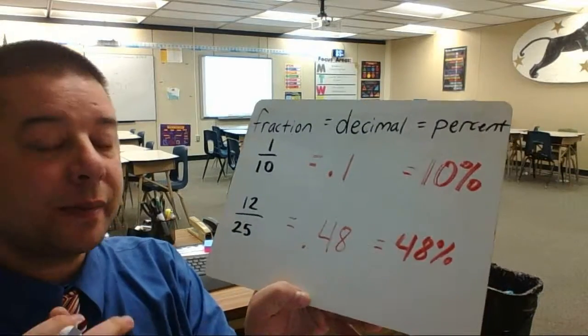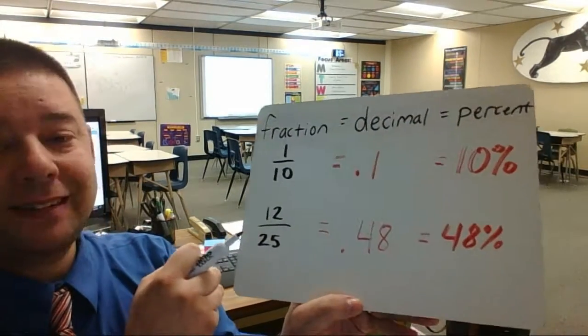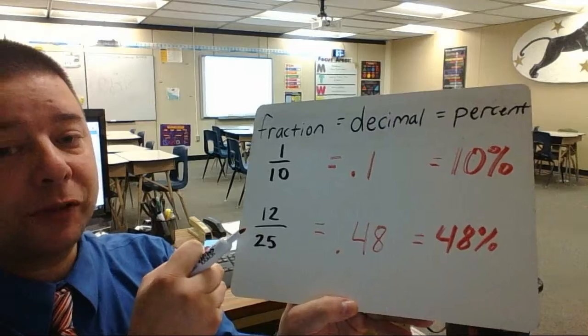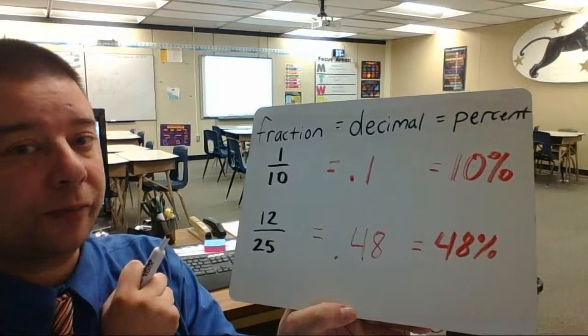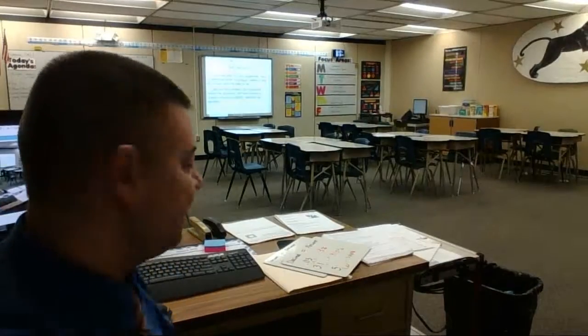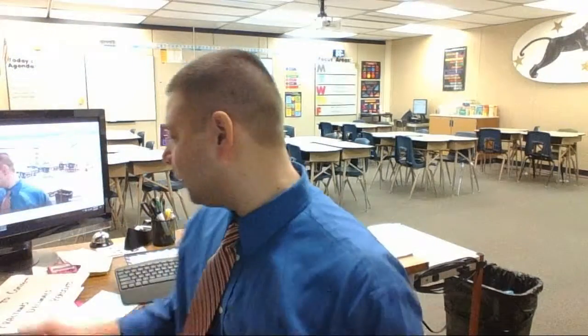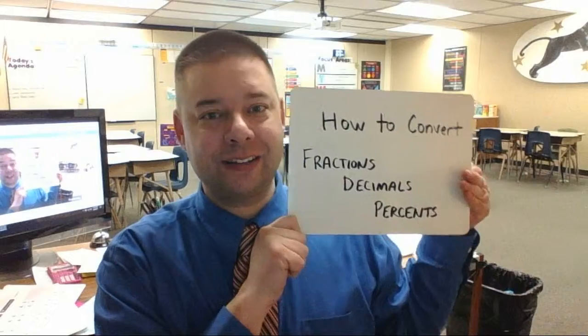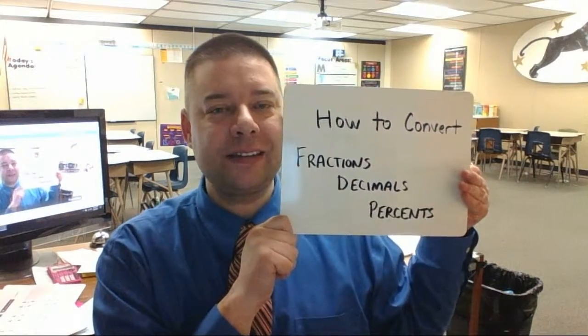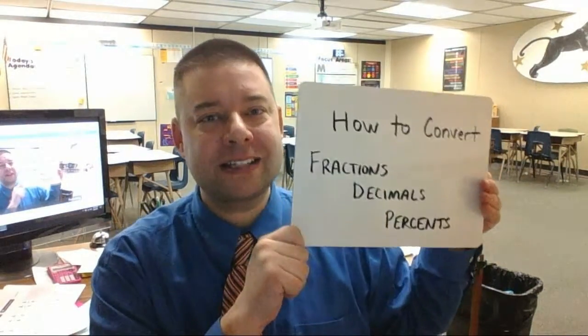Now that's odd, or maybe not so odd, because that's the same number I got before if I just multiplied 25 times 4 and 12 times 4. Alright, so a lot of ways that we can practice this, and we now hopefully know how to convert fractions, decimals, and percents. It's all about moving your decimal point.